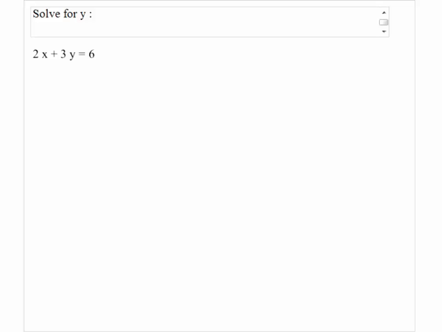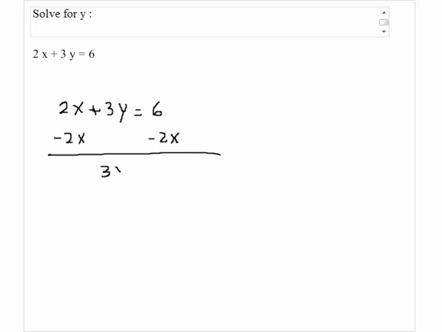Solve for y. We have 2x plus 3y is equal to 6. To solve for y, I have to isolate y. We have 2x on the left-hand side, which I need to eliminate. If I add minus 2x to both sides of the equation, or subtract 2x from both sides, I would have 3y on the left-hand side, and on the right-hand side I get 6 minus 2x.